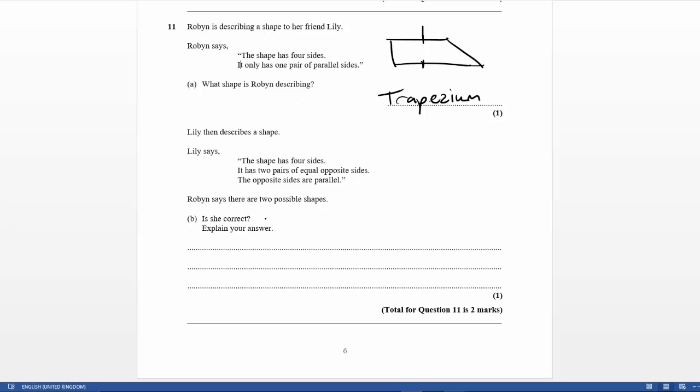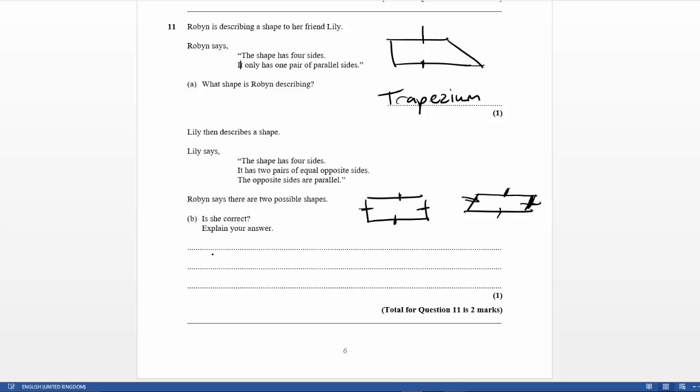Okay. In the next part, Lily then describes a shape. She says the shape has 4 sides. It has 2 pairs of equal opposite sides. The opposite sides are parallel. Is she correct? Yes, she is correct. Let me just draw them very quickly. You can have a rectangle. See? 2 pairs of parallel sides. Or you can have a parallelogram. There you go.